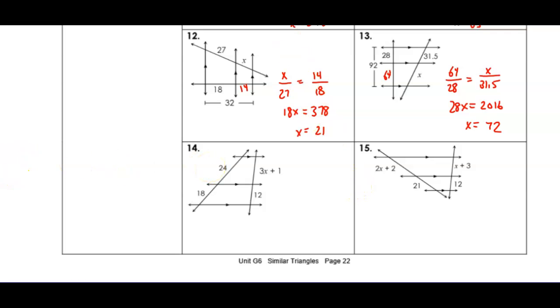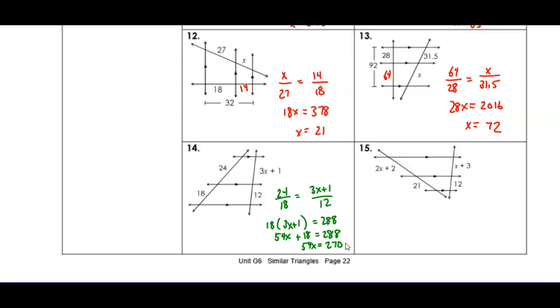All right, so for number 14, if I take 24 and 18 and make a fraction, take 3x plus 1 and 12 and make a fraction. My cross products have 18 times the quantity 3x plus 1. That'll need to be distributed. 24 times 12 gives me 288. Okay, so then if I multiply 18 times 3x, I get 54x plus 18 equals 288. And subtract 18 over, I get 54x equals 270.